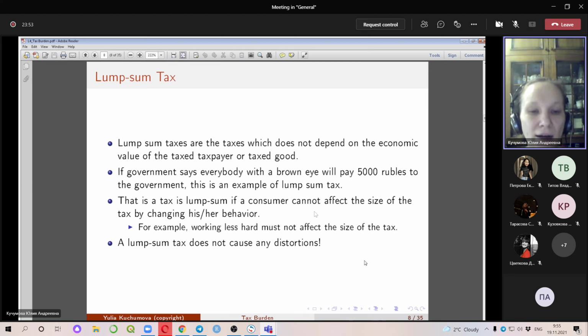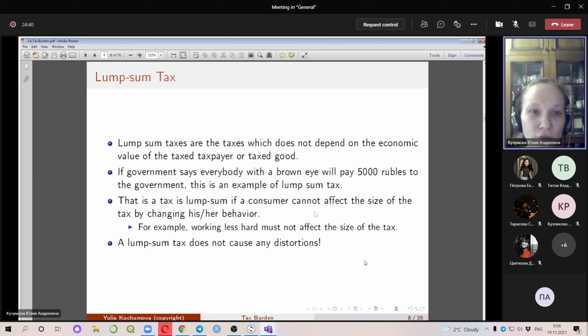And what is fascinating or important about this tax is that a lump sum tax does not cause any distortions, right? Because by design, it's such that people cannot affect the size of the tax. This means that when it's applied, people would not change their behavior, because no matter what they do, they would not change their tax. Therefore, a lump sum tax does not cause any distortion.